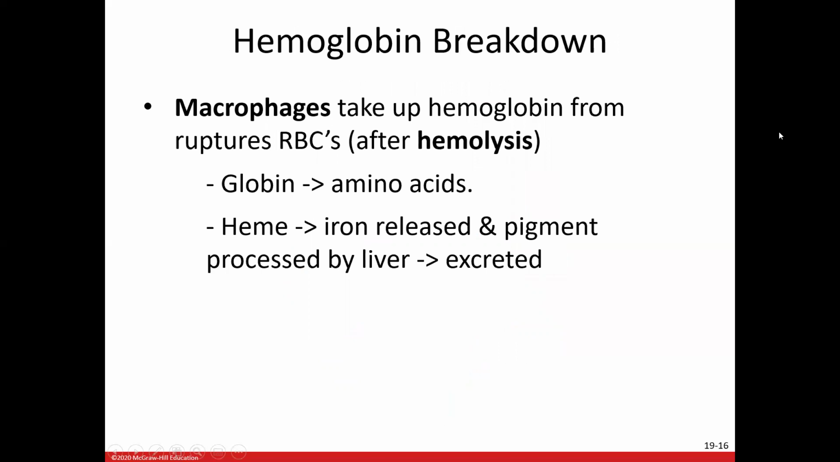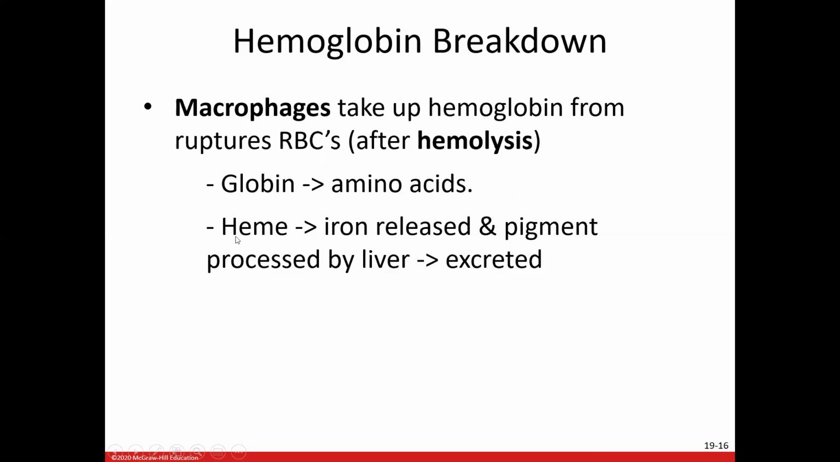And when we have red blood cells that need to be broken down, we also need to break down that hemoglobin, that protein within the red blood cells themselves. And what happens is you have cells called macrophages that take up that hemoglobin from any red blood cells that are broken. So hemolysis is the process of breaking the red blood cell down. But the macrophage is going to take that hemoglobin molecule within the red blood cell and then break it down. And what's going to happen is that globin polypeptide is going to be broken down into the individual amino acids that make up the polypeptide.